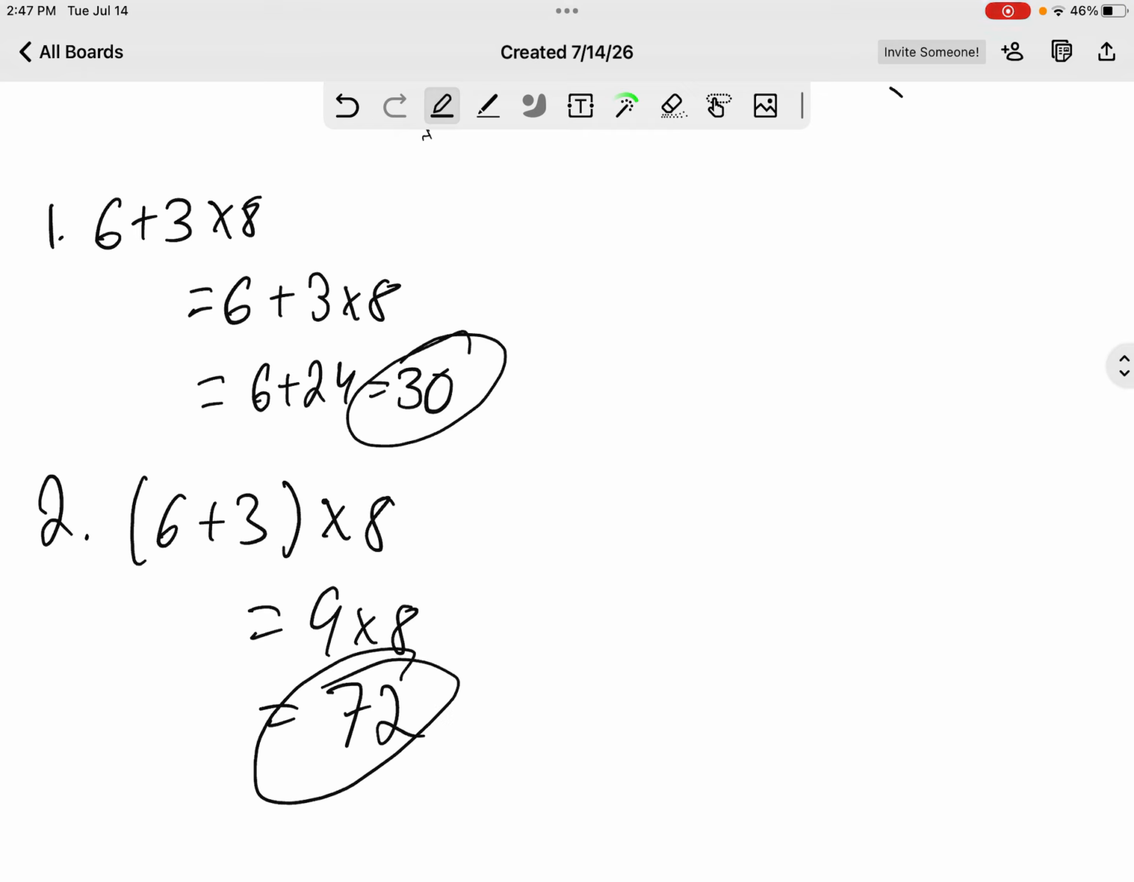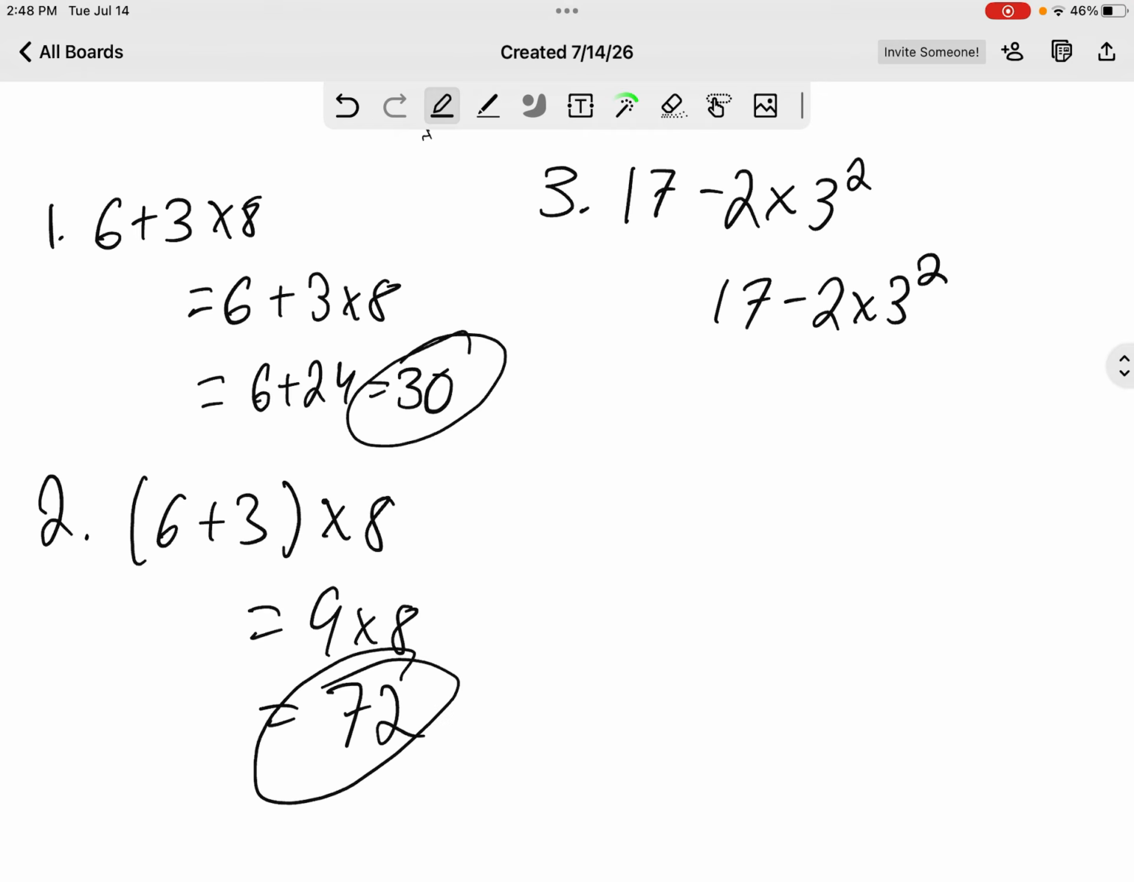The next one, number 3. Number 3 is 17 minus 2 times 3 to the power of 2. So, I want you to pause the video and take some time to solve this problem. I hope you get the right answer and you're done with the problem. So let's get straight into it. So 17 minus 2 times 3 to the power of 2.